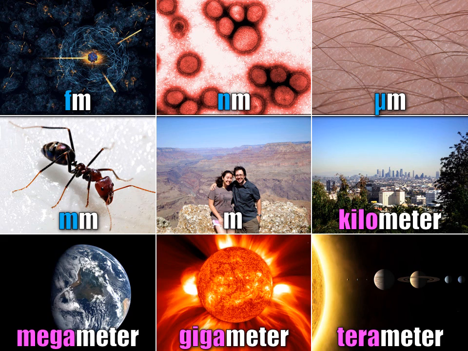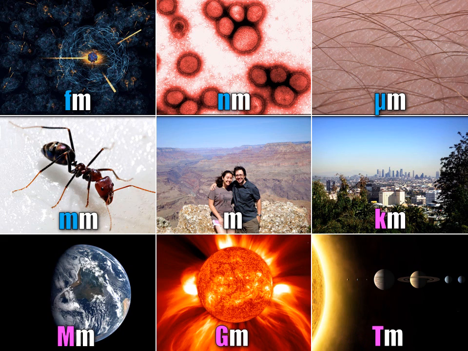So for meter, we just use m. We could say a millimeter is mm, a micrometer is μm. If you've never seen this symbol before, it's a Greek letter mu. A nanometer is nm, and a femtometer is fm. We could also do that for the other ones. Kilometer is km, megameter is capital M, little m, gigameter is capital G, little m, and terameter is capital T, little m. We use capital letters for the large prefixes and lowercase letters for the small prefixes.